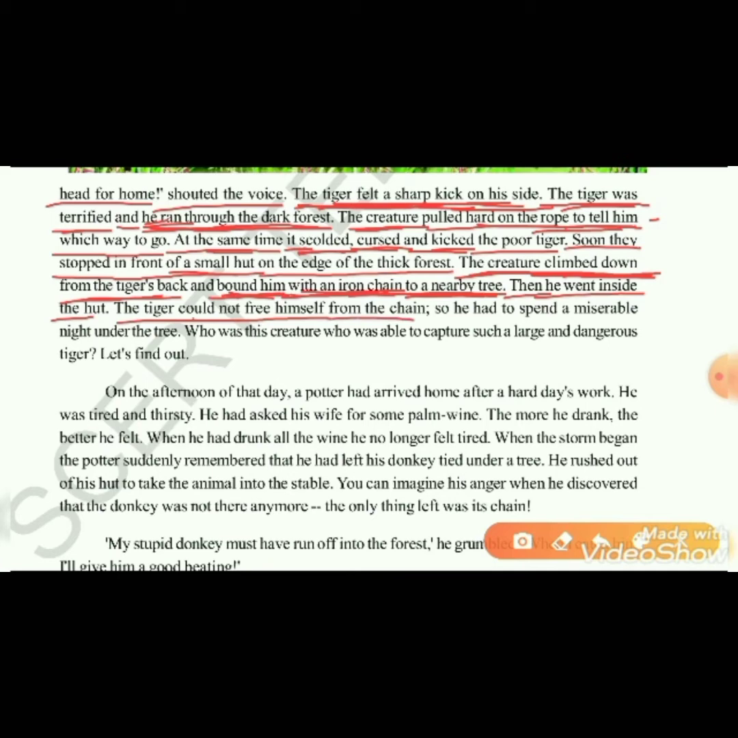Who was this creature who was able to capture such a large, dangerous tiger? Can you guess, children? Who could be the creature who pulled such a big tiger and tied it to a tree? Can you guess? What is the opposite of large? What is the opposite of dangerous? Who is large and dangerous? Tiger. Who captured it? A mysterious creature.